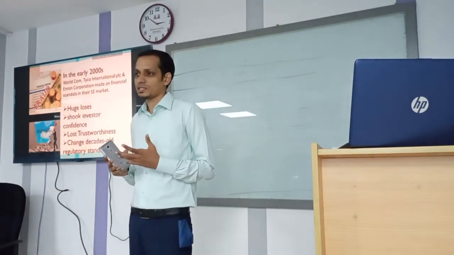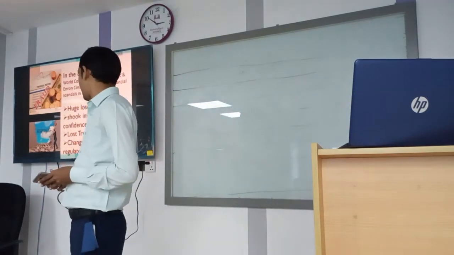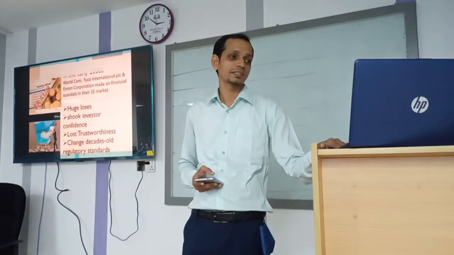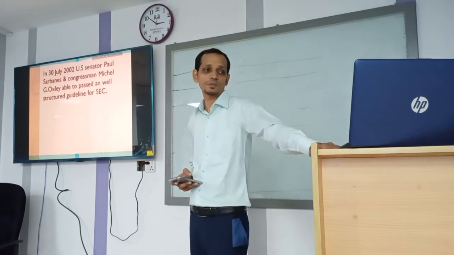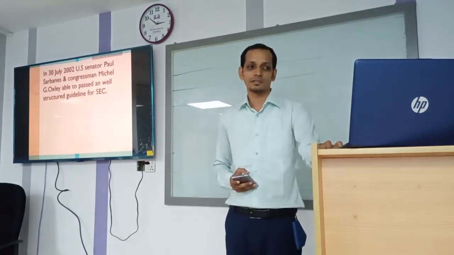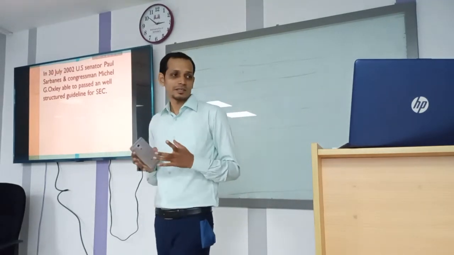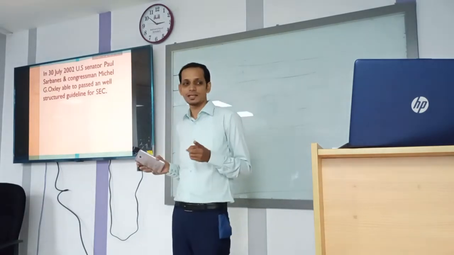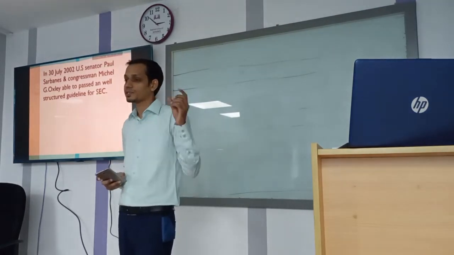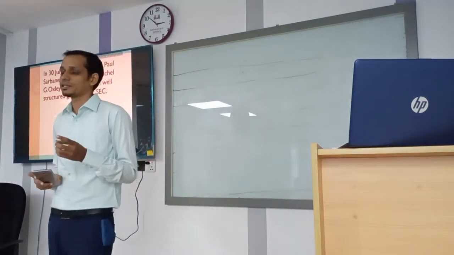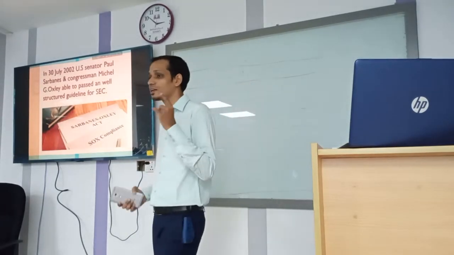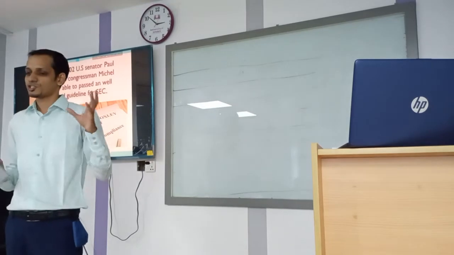In this situation, the regulatory bodies were searching for a solution. At that time, two persons, US Senator Paul Sarbanes and Congressman Michael J. Oxley, were able to pass a well-structured guideline for the Stock Exchange Commission. In this act, they found how to protect the stock exchange market, and they developed 11 rules and regulations for it.